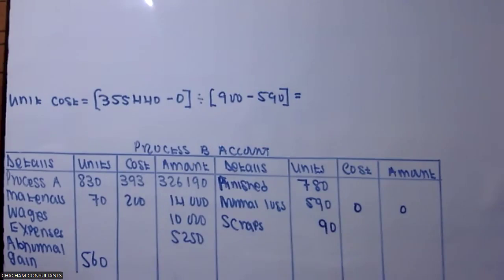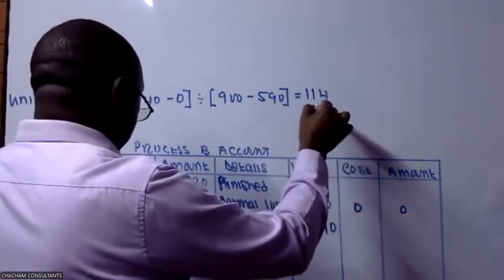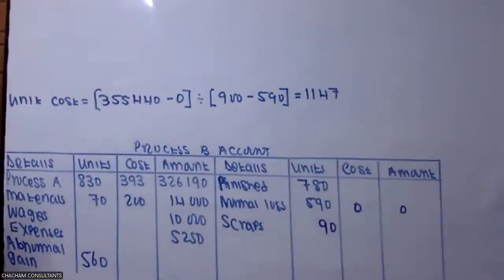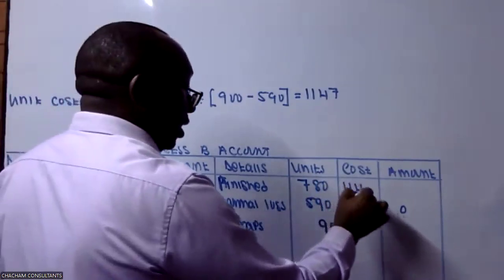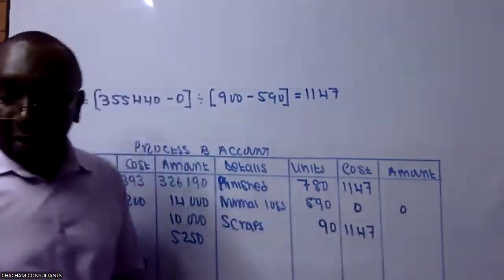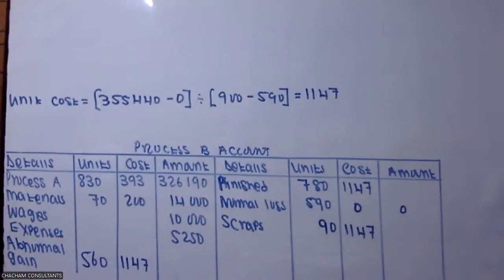Tell me what you're getting. 1147. 1147, yes. So hiyo 1147 utaiweka hapa, you multiply. Na uweke hapa, you multiply. Na uweke hapa.